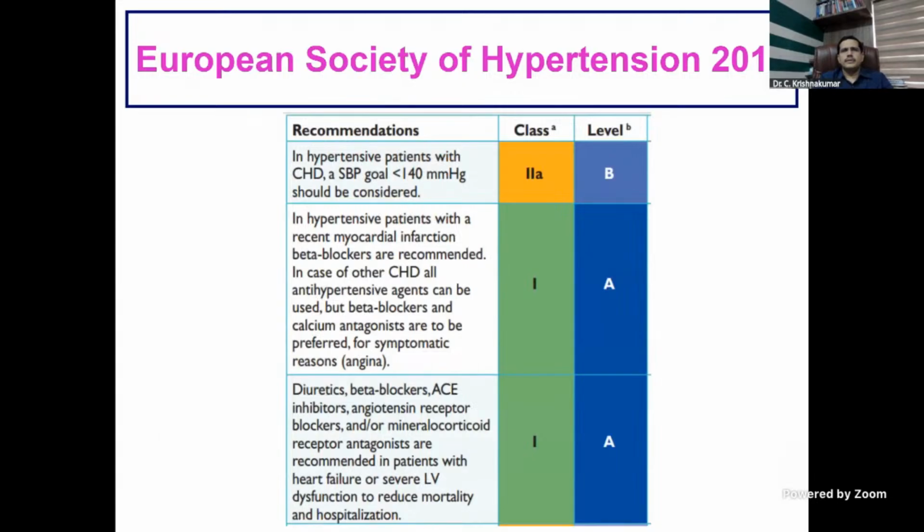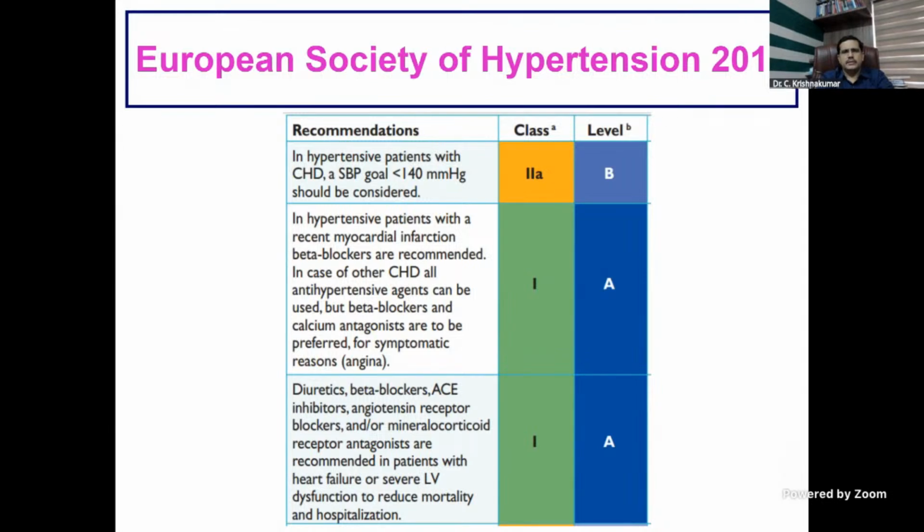So what are the European Society of Hypertension guidelines, ESH 2013? In hypertensive patients with CHD, an SBP goal of less than 140 should be considered. It's a class 2, level of recommendation B. In hypertensive patients with recent MI, beta blockers are recommended. In other CHD, all antihypertensives can be used, but beta blockers and calcium channel blockers are to be preferred in symptomatic patients with angina.